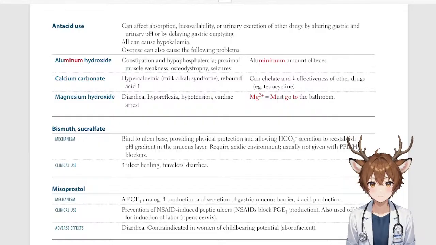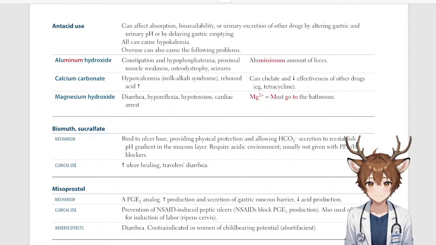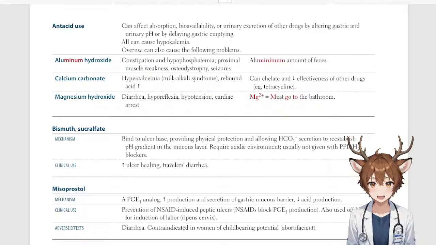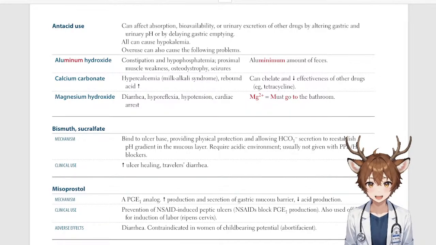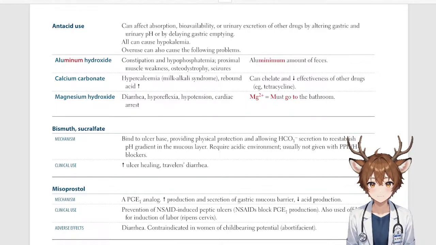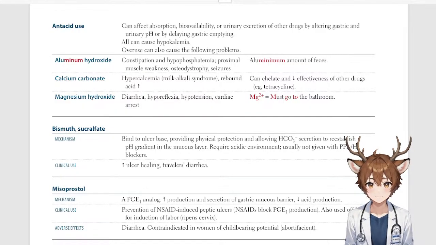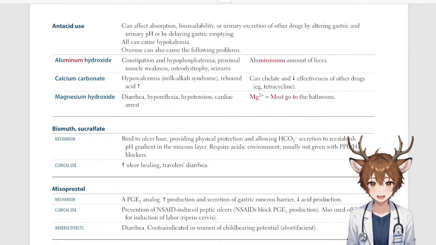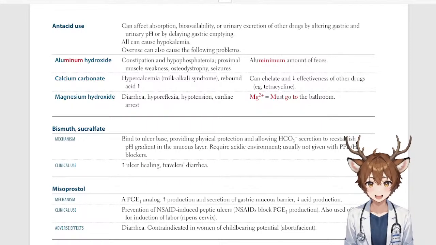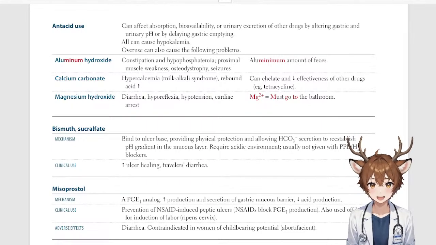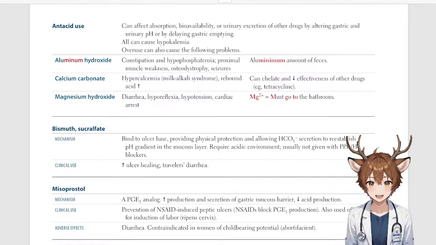Misoprostol. Mechanism: a PGE1 analog, increasing the production and secretion of the gastric mucus barrier, decreasing acid production. Clinical use would be prevention of NSAID-induced peptic ulcers. NSAIDs block the PGE1 production. Also used off-label for induction of labor, ripens the cervix. The adverse effects of misoprostol: diarrhea, contraindicated in patients of childbearing potential, abortifacient. So yeah, it unfortunately does also have the potential for inducing a miscarriage, essentially.